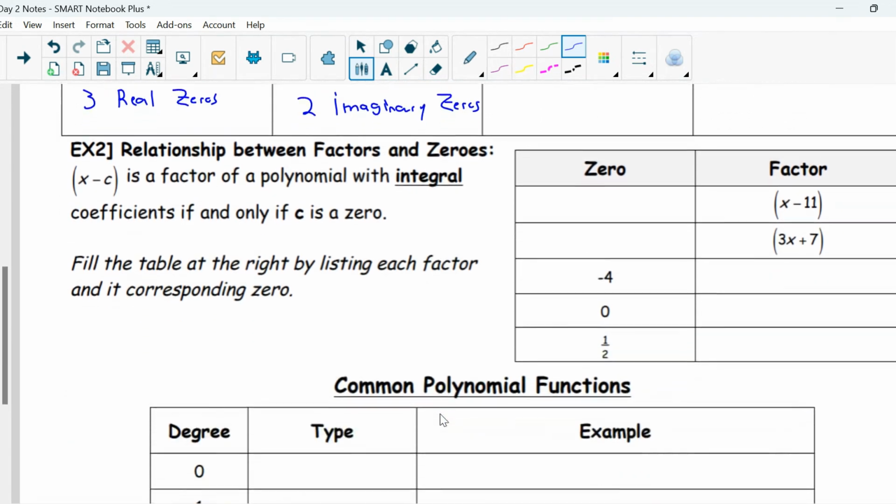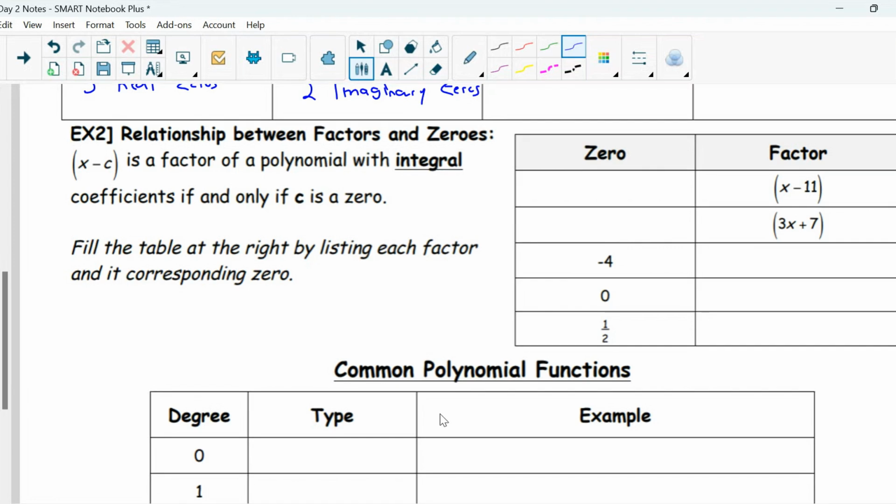Okay, example 2 here. Relationship between factors and zeros. So x minus c is a factor of a polynomial. We already talked about this with integral coefficients. If and only if c is a 0. So what we're going to try to do here is fill the table at the right by listing each factor and its corresponding zeros.